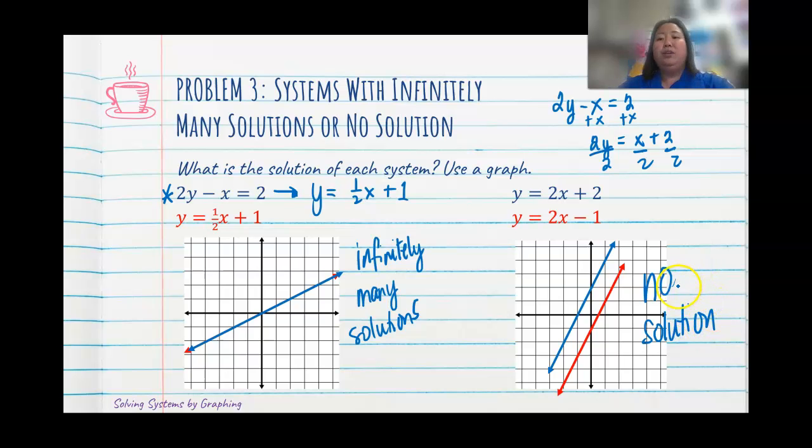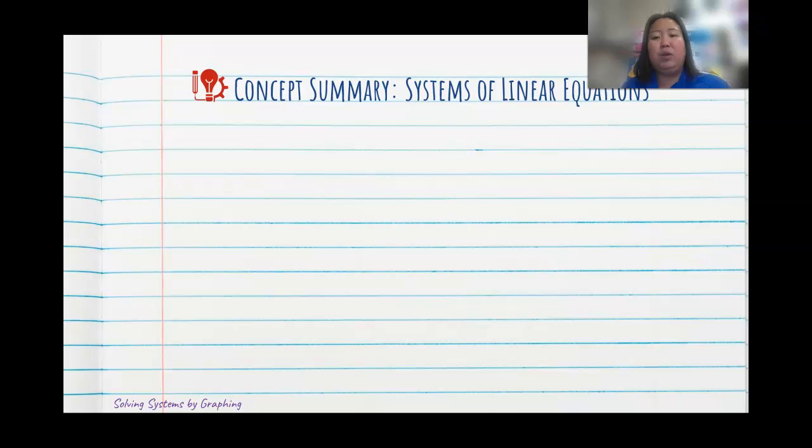So what you will notice, and here's a technique, just a tip, you will see that their slopes are the same. If your slopes are the same but they have different y-intercepts, that's when they are parallel. No solution. If you have the same slope and the exact same y-intercept, that's infinitely many solutions. The moment that you have different slopes, they will definitely meet somewhere. So that's a tip that I can give you.